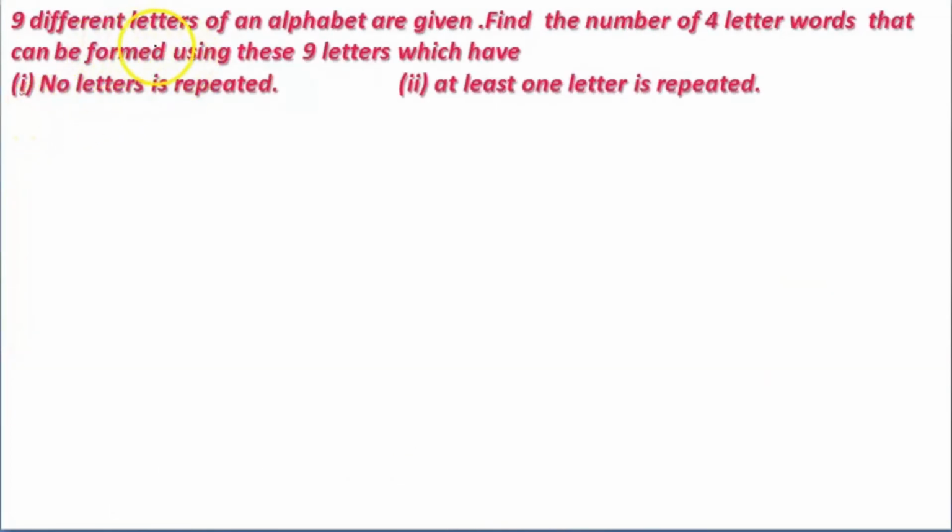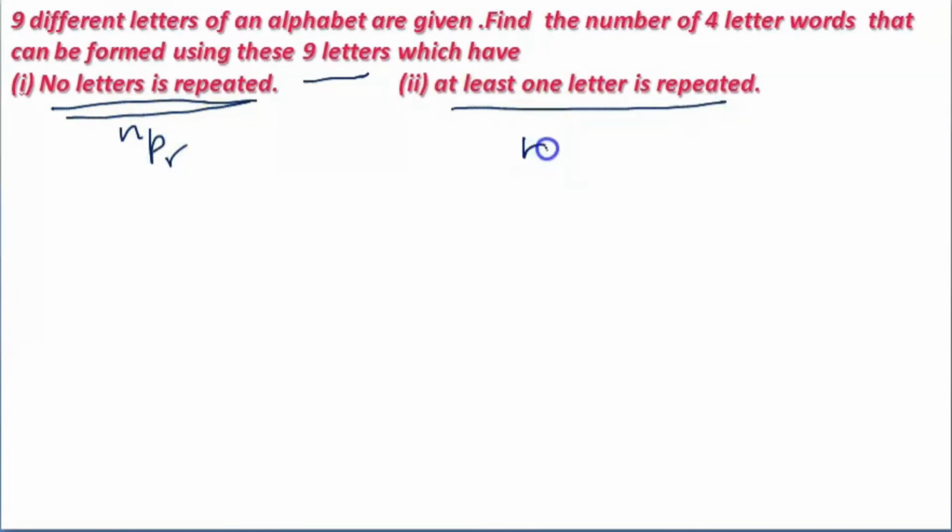Next, 9 different letters of an alphabet are given. Find the number of 4-letter words that can be formed using these 9 letters, which have no letter repeated. No letter repeated is given by the formula nPr. So at least one letter repeated is n power r minus nPr. You can do this as homework.